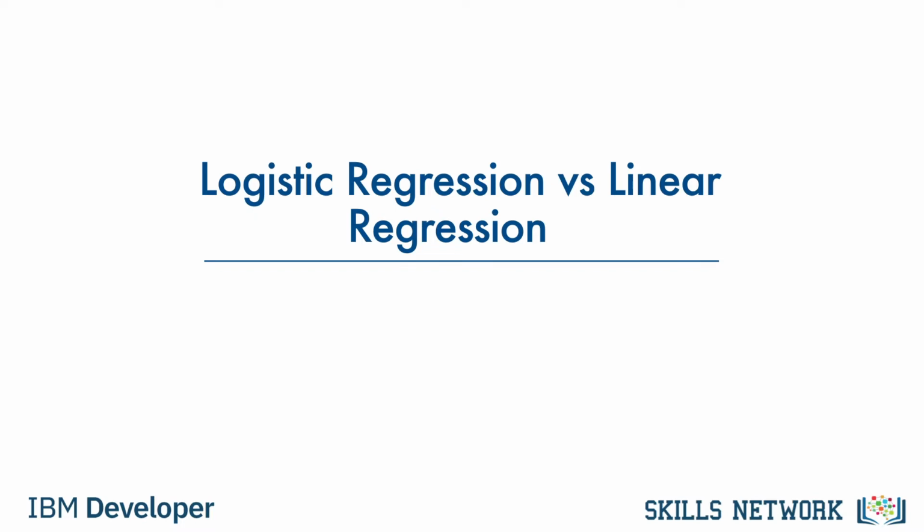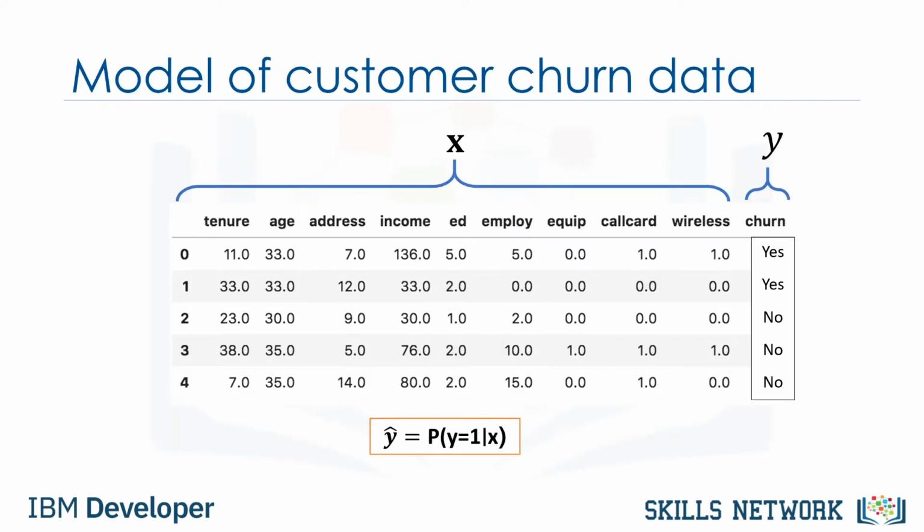Let's start. Let's look at the telecommunication dataset again. The goal of logistic regression is to build a model to predict the class of each customer, and also the probability of each sample belonging to a class.